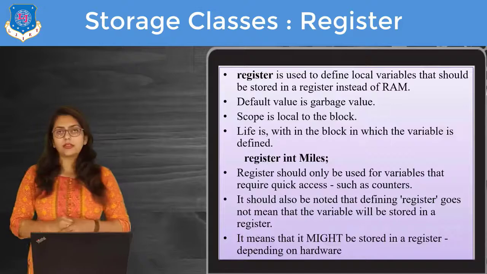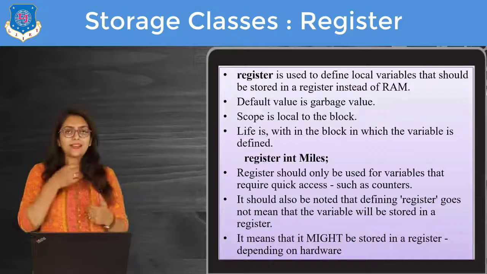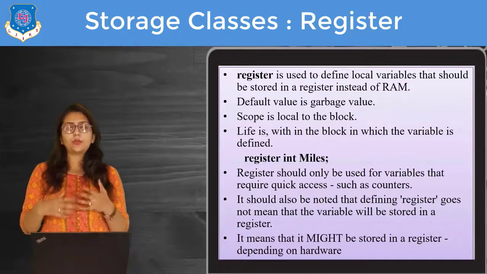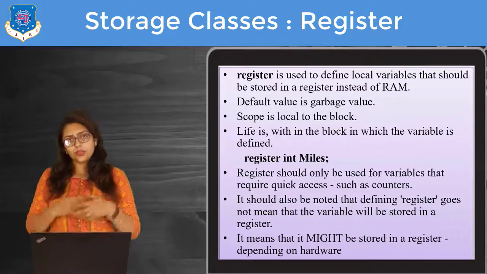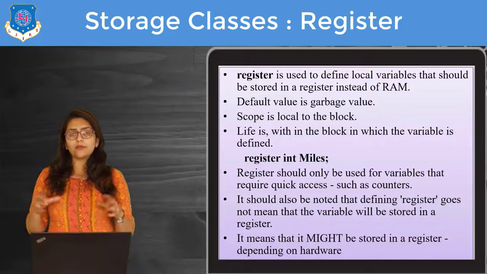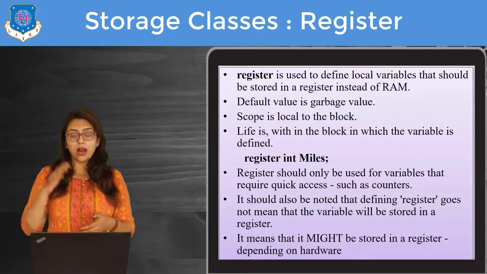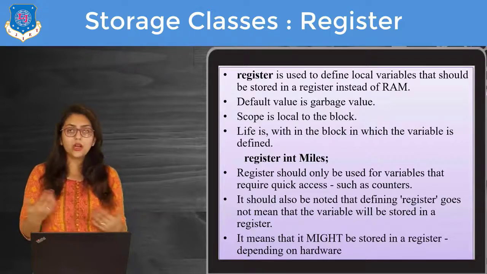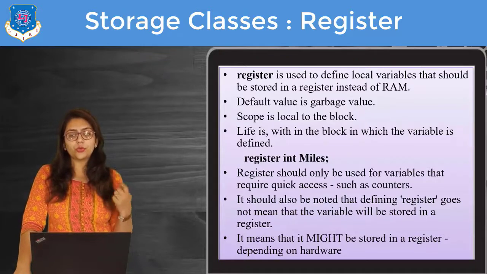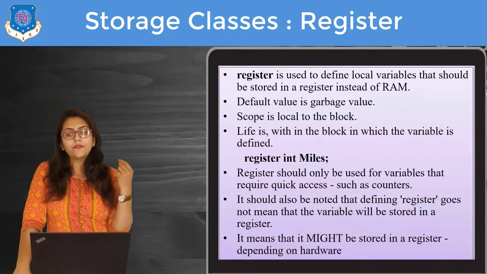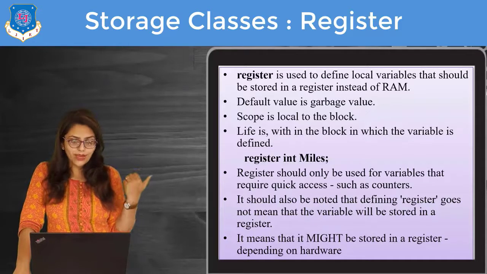The purpose of the register storage class is only that we want to access data faster. There are some applications in which we want to access data faster and run the program faster. At that time I can use a register variable. For smaller programs you cannot see the difference between the access times, but for larger modules it will have impactful results. Register is used to define local variables that should be stored in a register instead of RAM. The default value will be a garbage value, same as the automatic variable.